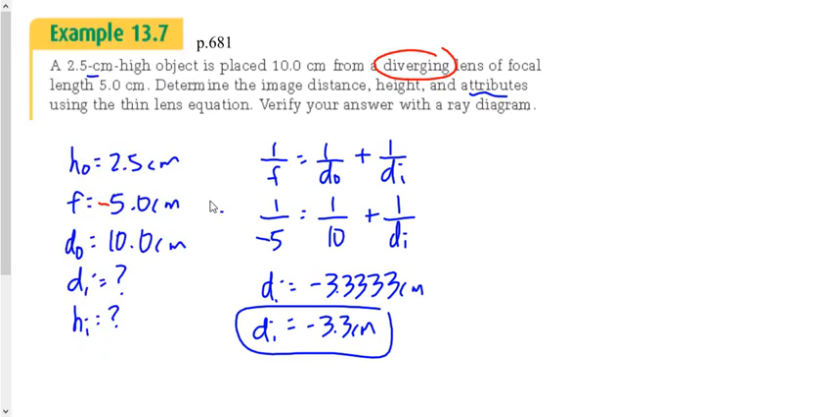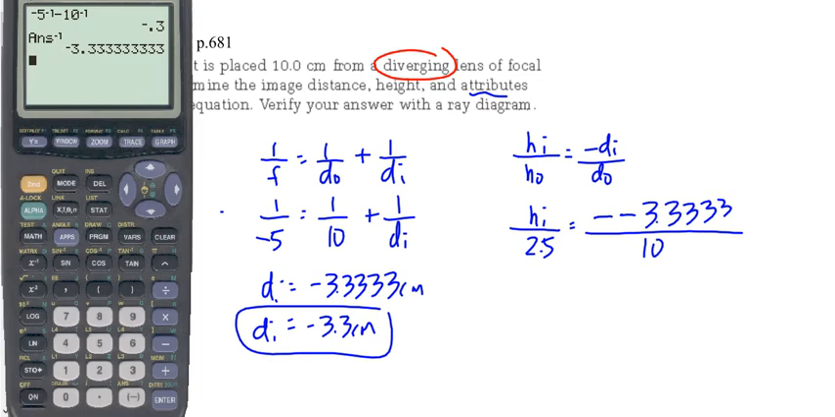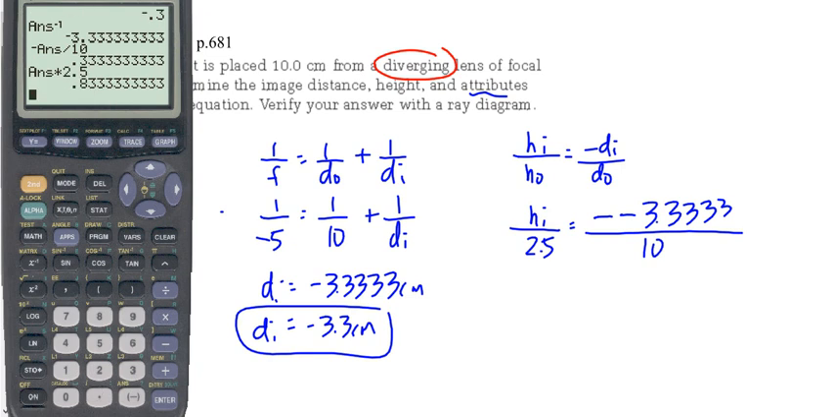All right, let's find HI. We can say HI over HO equals -DI over DO. This is what comes from the magnification equation. HI is what we're looking for. HI over 2.5 equals negative 3.333 over DO, which is 10. Let's say negative 3.33 divided by 10. Multiply that by 2.5, we get an image height that is 0.83.